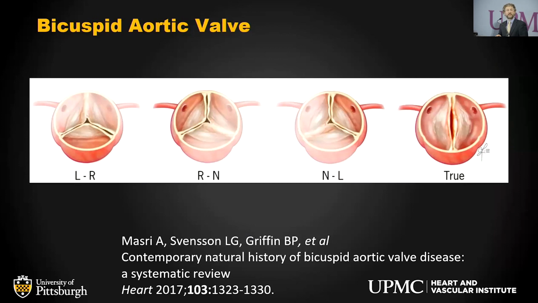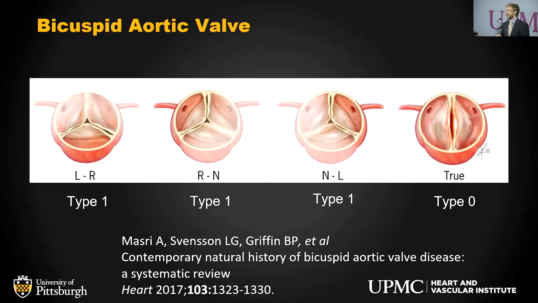This diagram, I think, may show it a little bit better, thinking about different types of raphe where you have fusion of the leaflets between the left and the right coronary cusp, or the right and the non-coronary cusp, or a non and a left. But I think the classic or the true bicuspid aortic valve is this type 0 leaflet pathology seen at the end of this screen here.